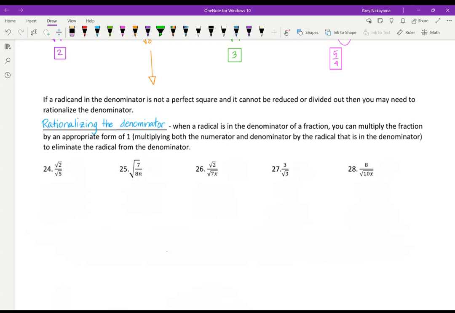What you do is you multiply the fraction by an appropriate form of 1. In other words, multiply both the numerator and denominator by a radical that's in the denominator. It doesn't have to specifically be the denominator. It just has to be one that eliminates the radical in the denominator. That's the last part here. So 2 over root 5 doesn't simplify, so I'm going to multiply by the radical in the bottom.